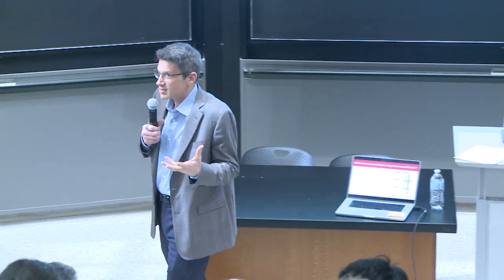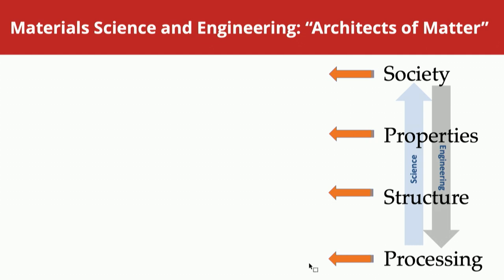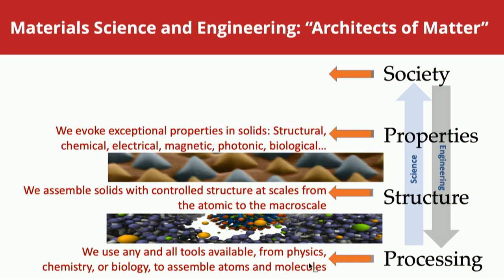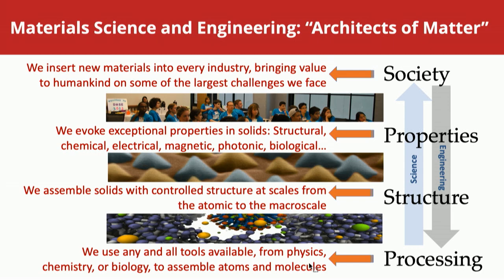And that gets me to the one last thing I'll say for a minute, which is, what is our discipline? For those of you who don't know, we are architects of matter. We build solid matter. And we do this while thinking about how you process the matter, using all the tools available from different disciplines. We think about what structure and properties the matter will take, and we use different tools to make those structures, to characterize them, and then to make them have the properties that we want. And then we think about the ways in which that matter is important to society.